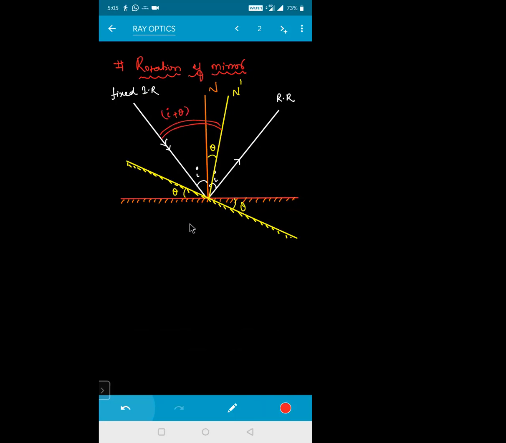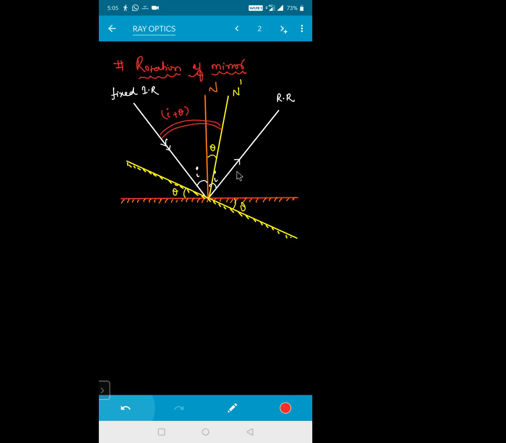The n dash should be properly perpendicular. That is a basic condition. If the mirror is rotating by an angle theta, the normal also should rotate by an angle theta. Normal and mirror both will rotate.